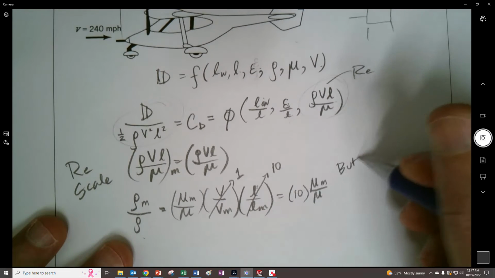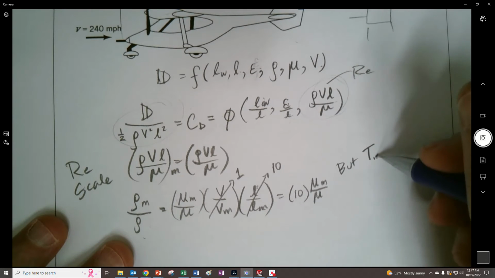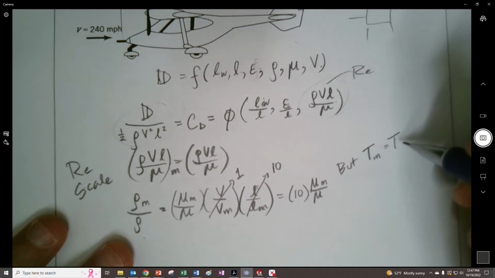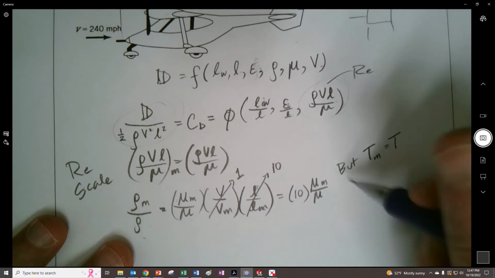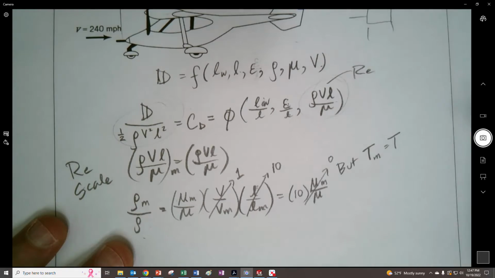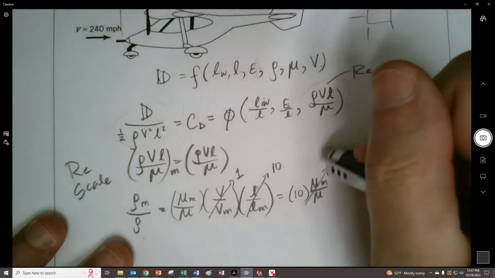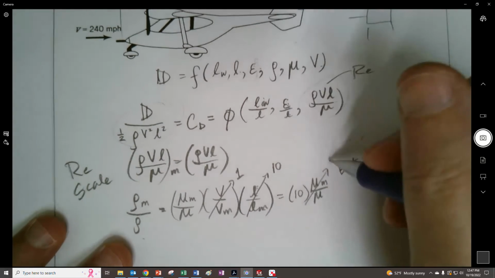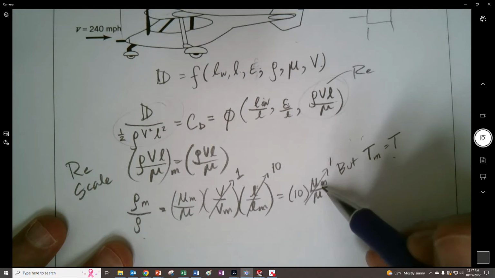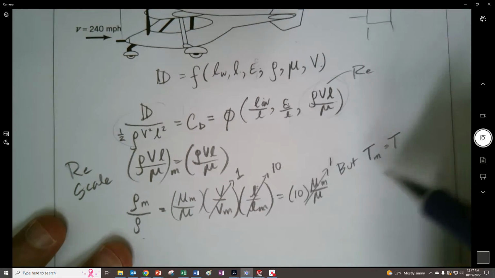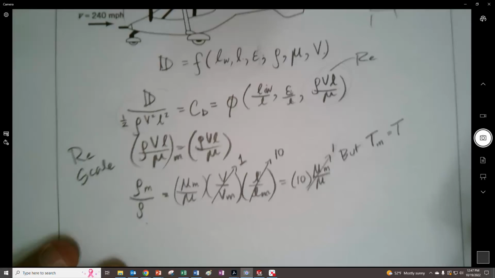But if the temperature of the model equals the temperature of the real thing, then this goes away. That goes not to 0, it goes to 1. Excuse me. Goes to 1, right? Because the viscosity of the air is dependent really on temperature and pretty much temperature alone.